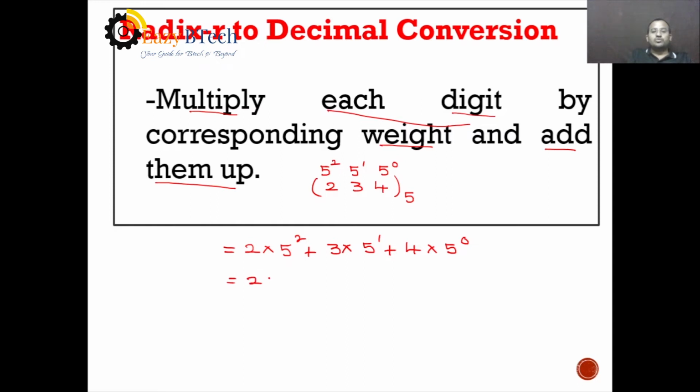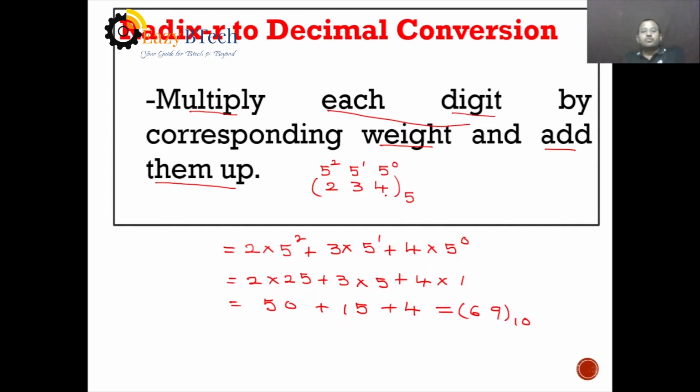So 2 into 5 square means 25, plus 3 into 5, plus 4 into 5 power 0 means 1. So 2 25s is 50, plus 3 into 5 is 15, plus 4 into 1 is 4. So what is the corresponding sum? 4 plus 5 is 9, and 1 plus 5 is 6, so 69. So for the given number 234 in base 5, the corresponding decimal equivalent is 69.